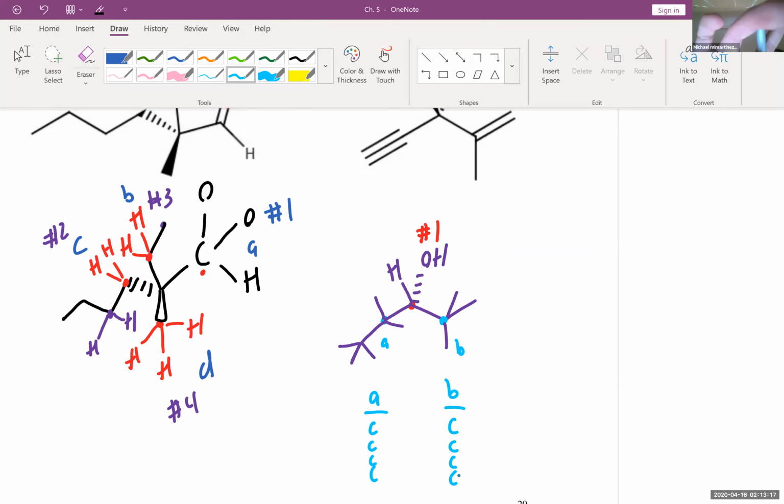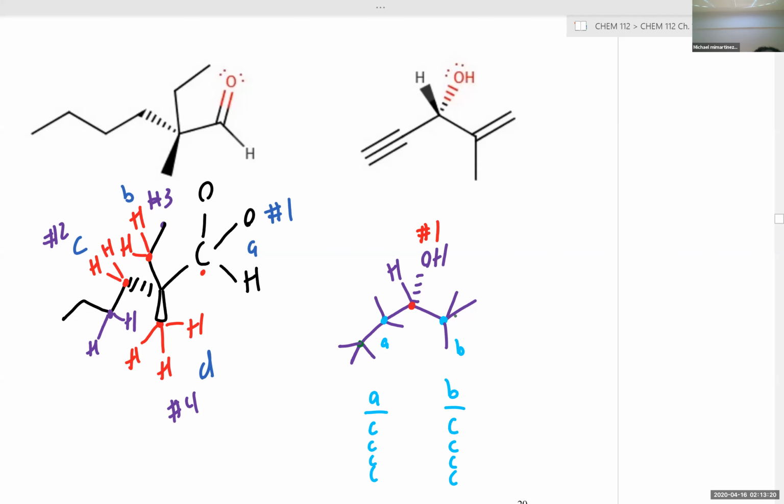Now we have to go further down the chain. For our second list for A, we have attached 4 carbons to this carbon A. And then to B, we have, unfortunately, a carbon and 3 hydrogens. So which carbon is the highest priority, A or B? Which one is the highest priority using this counting method? A. So we assign A as number 2, B as number 3, and hydrogen as number 4.